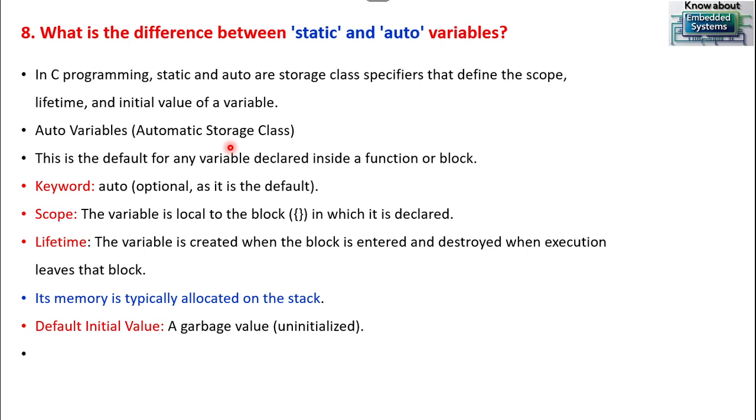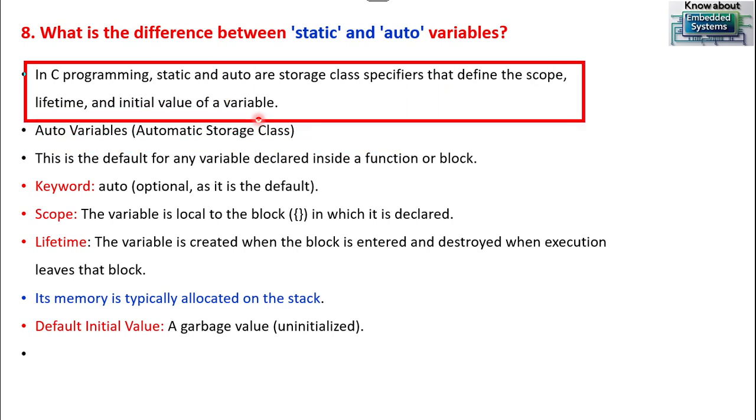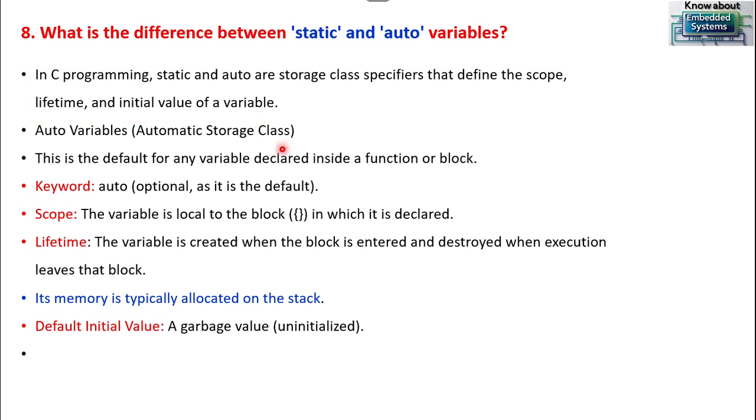First we'll understand the auto storage class. What do you mean by auto storage class? Auto storage class is nothing but the default storage class which is available in C programming. Before that, what do you mean by storage class? Storage classes are going to specify the scope, lifetime and initial value of the variable. So the storage classes will define the scope, lifetime and initial value of the variable.